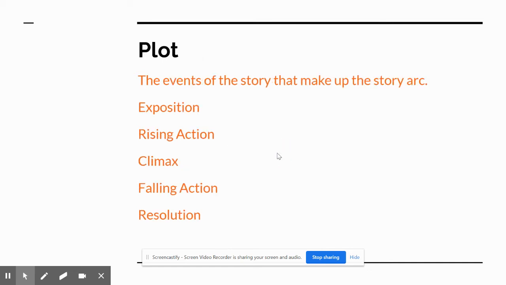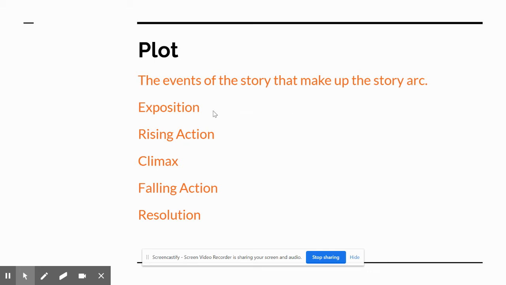Okay, and the last of those 5 elements is the plot. The plot is the events of the story that make up that story arc. If you remember back in your course, it shows you a line and then a triangle shape. That triangle shape is the intensity of your story and how it builds up, reaches a climax, and then comes back down.